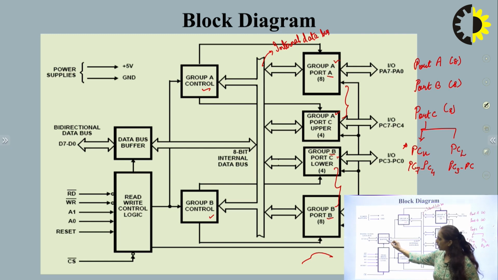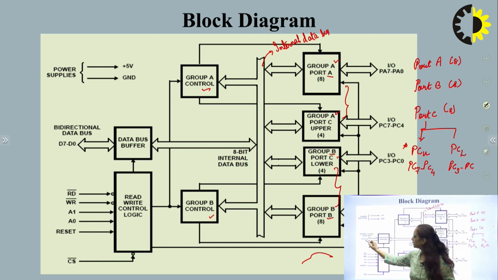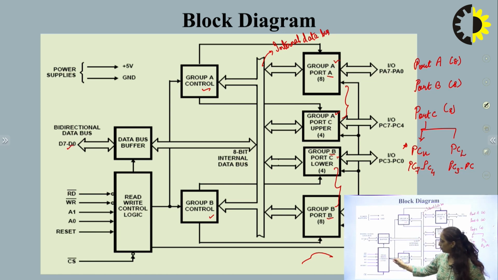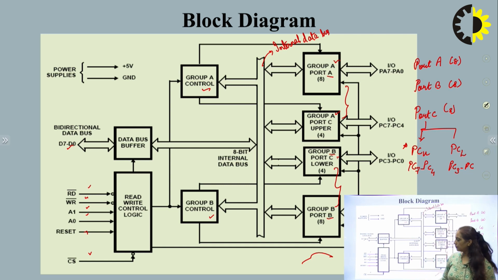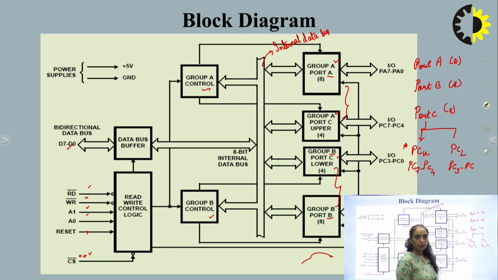Here we have the data bus buffer, which provides the 8-bit data bus, that is D7 to D0. Here we have the read/write control logic, which provides read bar, write bar, A1, A0, reset, and CS bar. When the value of CS bar is equal to 0, the IC will be enabled, else it will be in disabled mode.